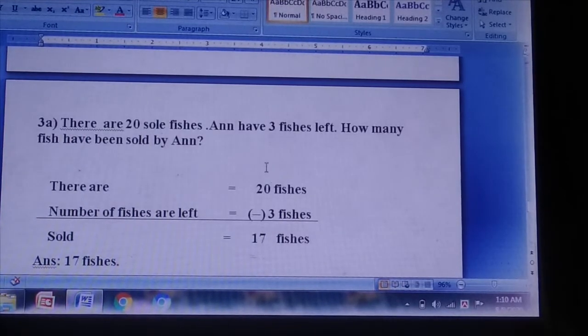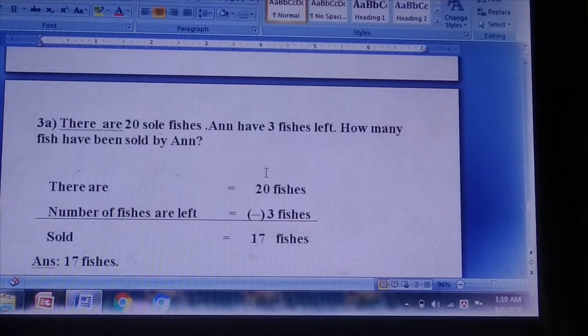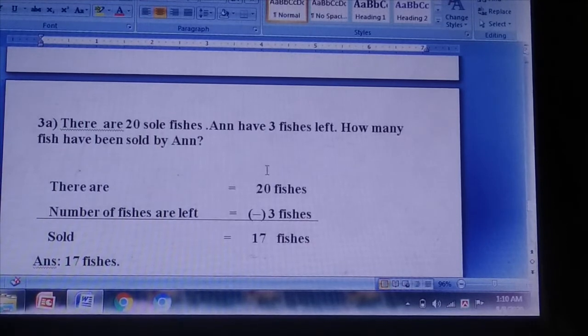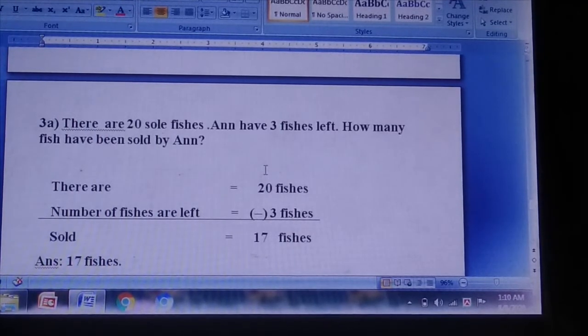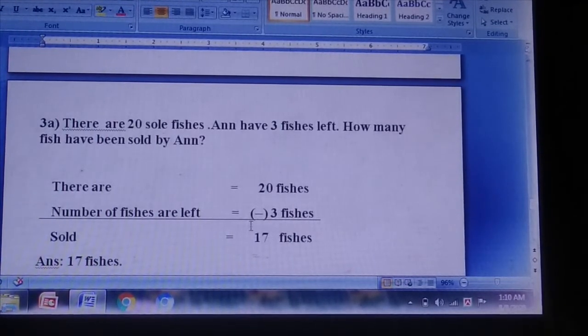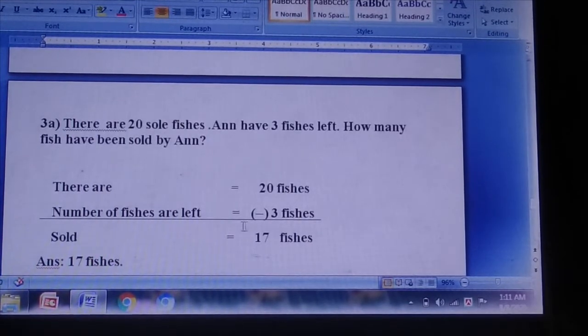And when we borrow a 1, we always cut the borrowing amount from the beside number. Our beside number is 2 and our borrowing amount is 1. So 2 minus 1 is 1. So now our upper number is 1 and this one directly comes down below the line. We will get our answer 17.